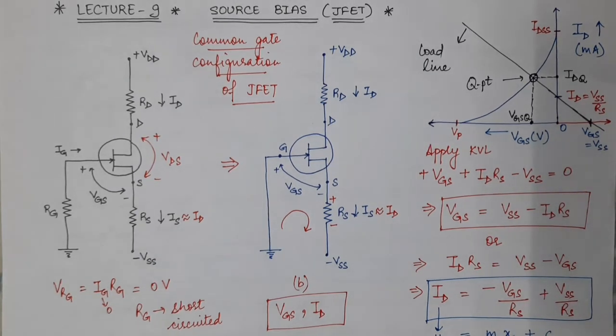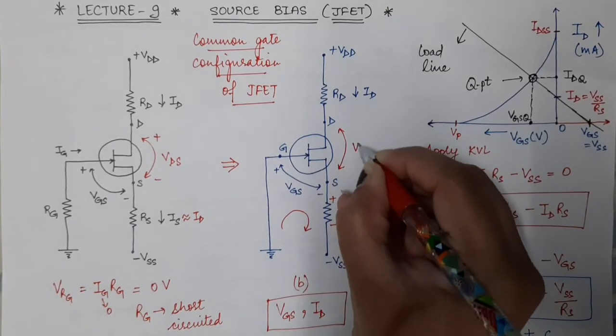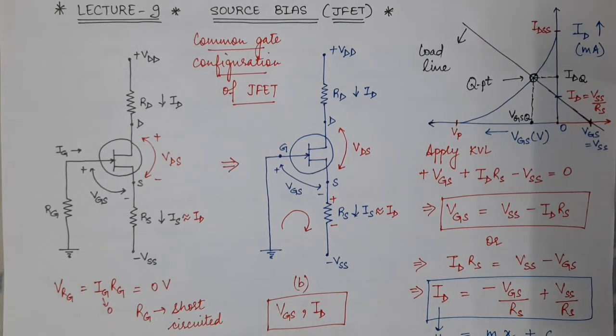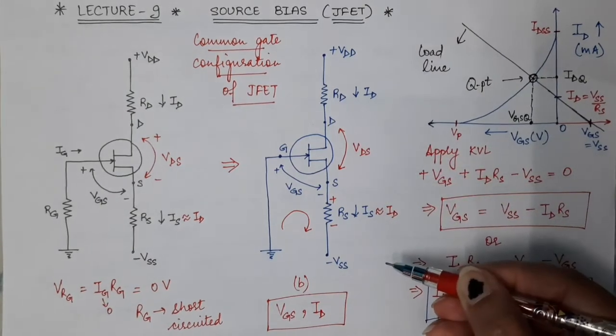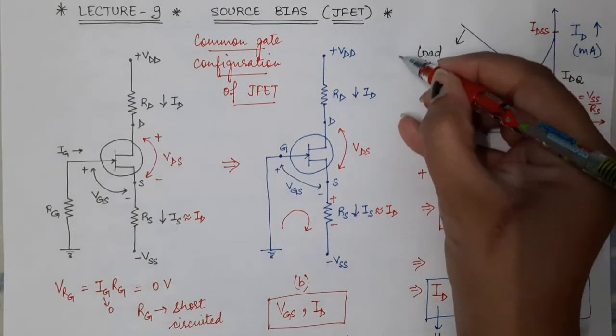One more thing which we have forgotten, and what is that? The value of the output voltage. What is the value of the output voltage? It is this drain source voltage. And how will you find the value of this drain source voltage? It is the same in all cases of biasing, by applying Kirchhoff's voltage law to the output loop. So apply Kirchhoff's voltage law to this output loop.